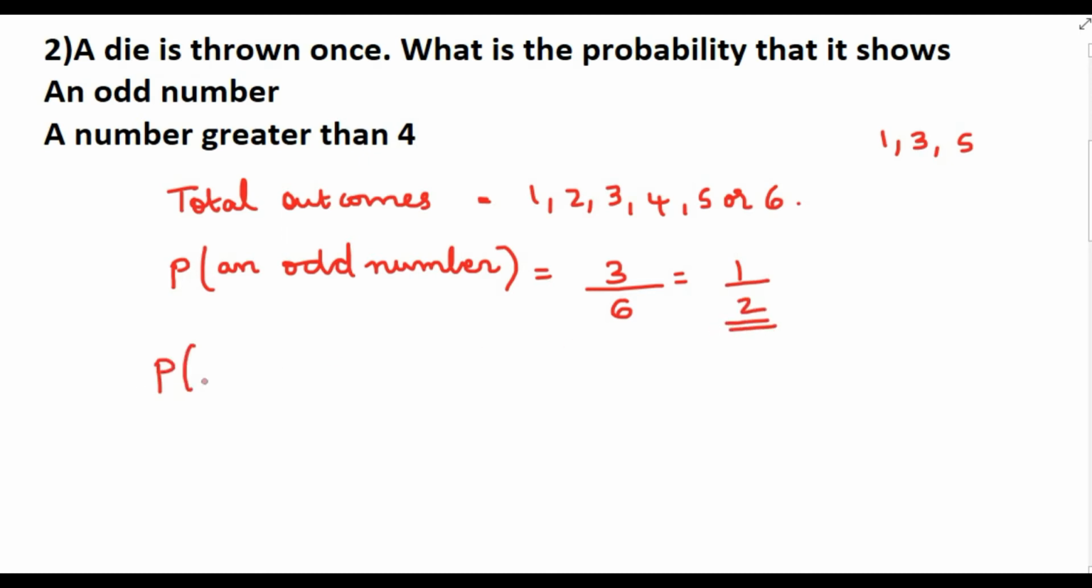Again, the probability of a number greater than 4. A number greater than 4 means two numbers are there, 5 and 6. So the favorable outcome is 2 and the total number of outcomes is 6. So 2 by 6, which is equal to 1 by 3.